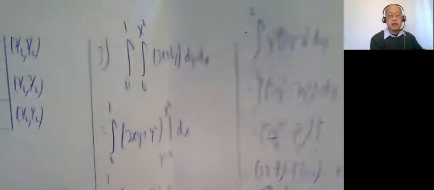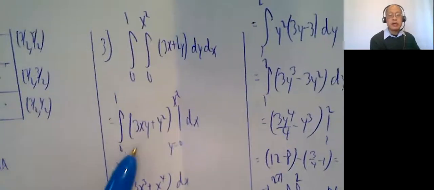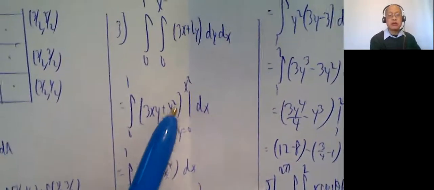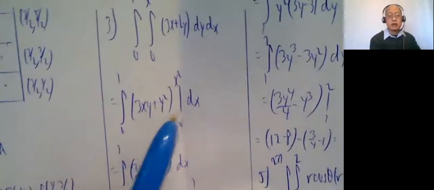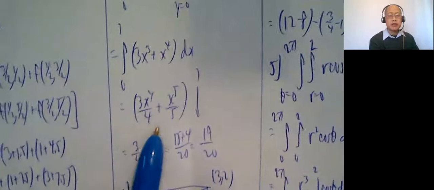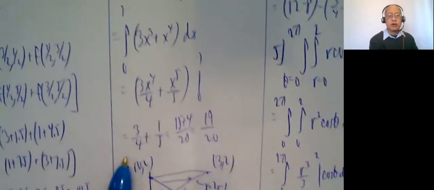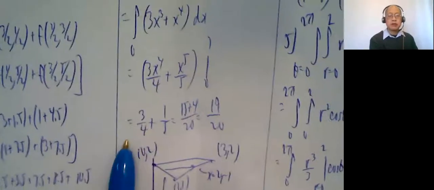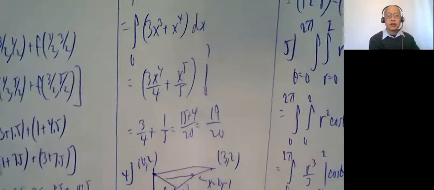Number 3. So the integral dy is 3xy plus y squared as y goes from 0 to x squared. Plug in 0, you get 0. Plug in x squared, you get 3x cubed plus x to the 4th. That integral is 3x to the 4th over 4 plus x to the 5th over 5 from 0 to 1. Plug in 0, you get 0. So 3/4 plus 1/5, 19 over 20.